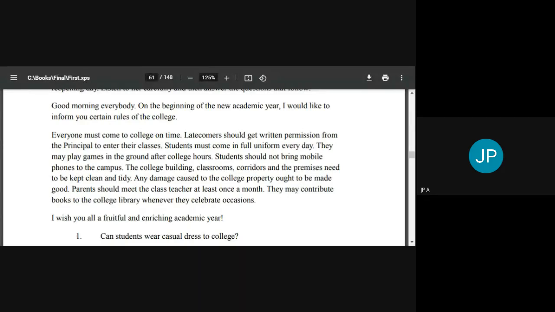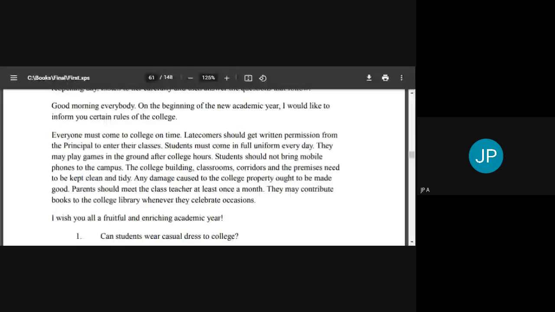Students should not bring mobile phones to the campus. The college building, classrooms, corridors, and the premises need to be kept clean and tidy. Any damage caused to the college property ought to be made good. Parents should meet the class teacher at least once a month. They may contribute books to the college library whenever they celebrate occasions.